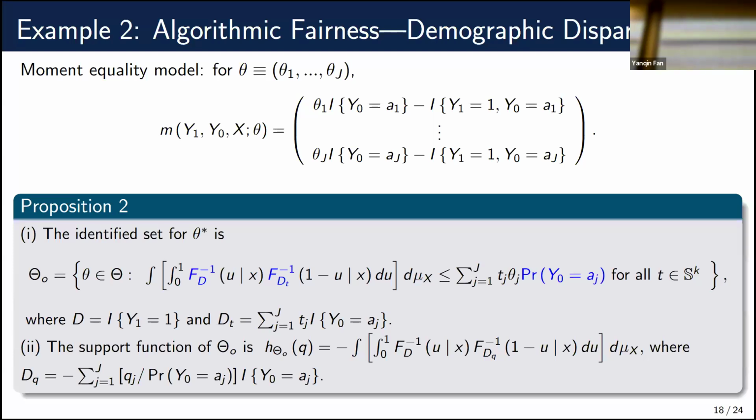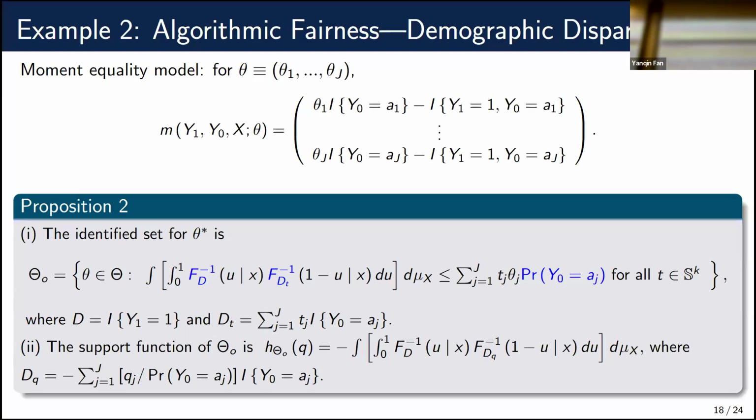So let's look at this example, right? Remember this is the moment function. So this is M1, very simple. And this is M2, again, very simple. Okay? So we apply the previous result to this example, then we can characterize the identified set for theta star. Remember, this is any collection of DD measures between any two classes.